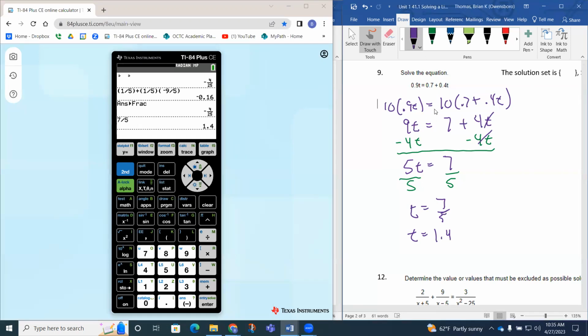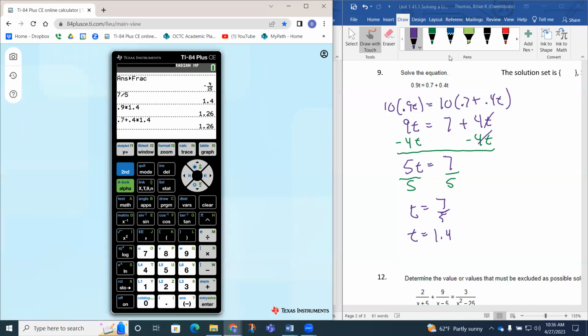So I'm going to check it by just substituting the 1.4 in for t. So if I check it, I should have 0.9 times 1.4. That's going to give me 1.26. On the other side, I have this 0.7 plus 0.4 times 1.4. So I'm going to replace t with 1.4. And notice how it does give me 1.26. So that would be the solution.